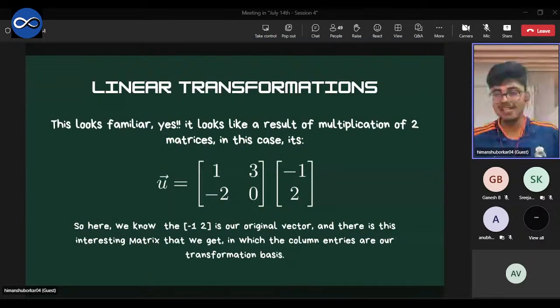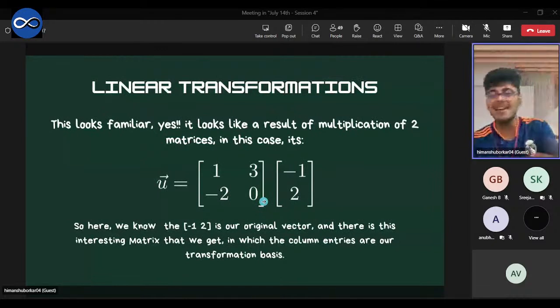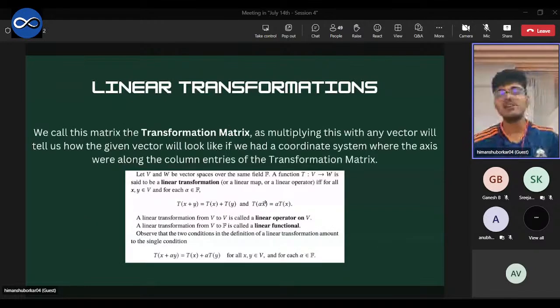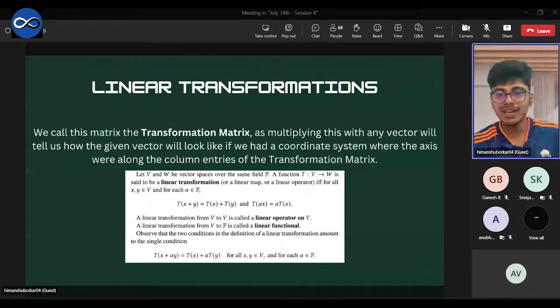Usually this matrix is called a transformation matrix, because when we multiply our vector with this, we transform it to another coordinate system. We get to know what it looks like in another coordinate system, which has the basis vectors as these columns. So that is basically linear transformation. And we have the textbook definition as usual again. Here it could be a bit hard to read, so I'll just quickly run through it.